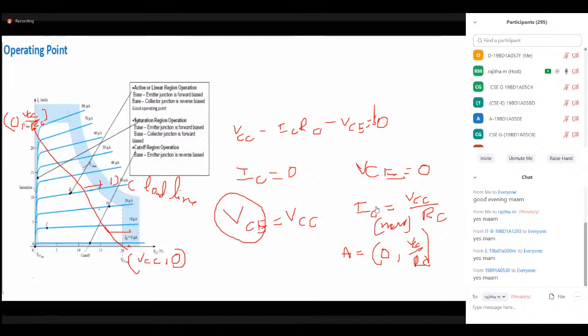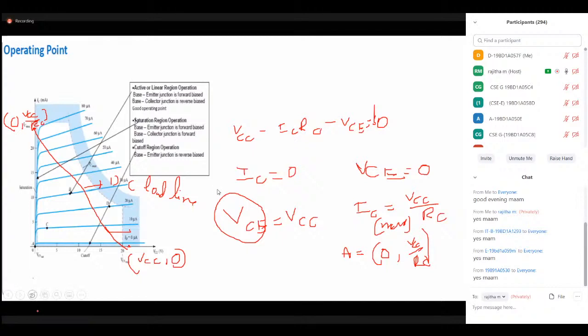Now, this is about the actual basic concept of how to draw the DC load line, or how to do the DC analysis and find the operating voltages. That is, how much voltage you have to apply at the base to collector junction as well as at the input base to emitter junction, the magnitudes of maximum and minimum values.